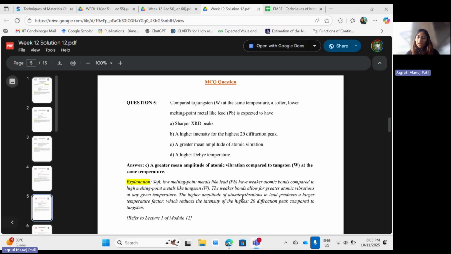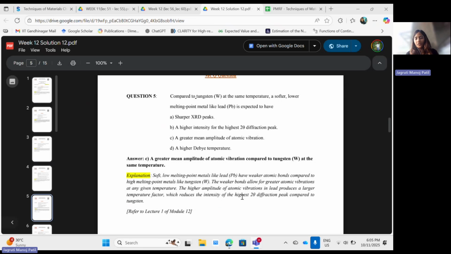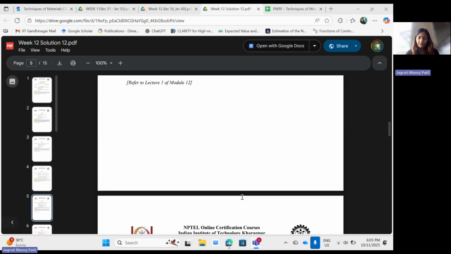Weaker bonds allow for greater atomic vibrations at a given temperature. The higher amplitude vibrations in lead will produce a larger temperature factor, which will eventually reduce the intensity at higher diffraction 2 theta angles of Bragg's, compared to that of tungsten.